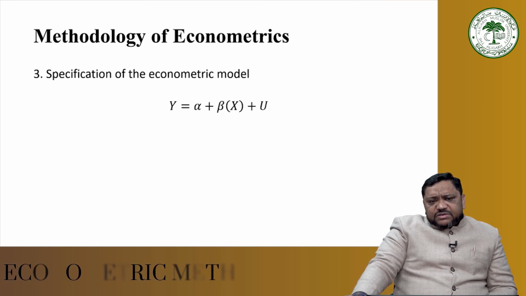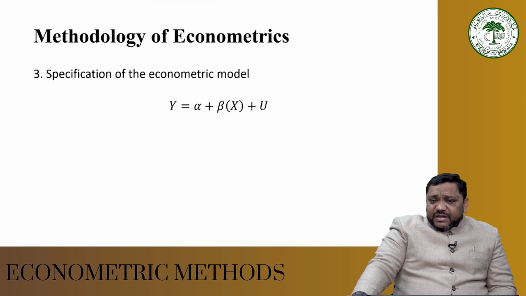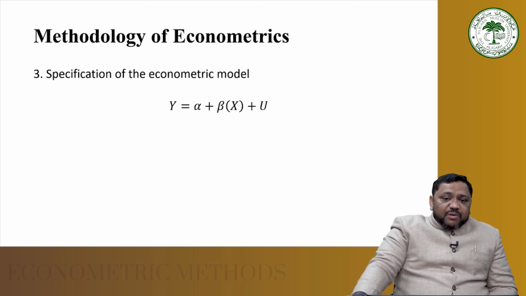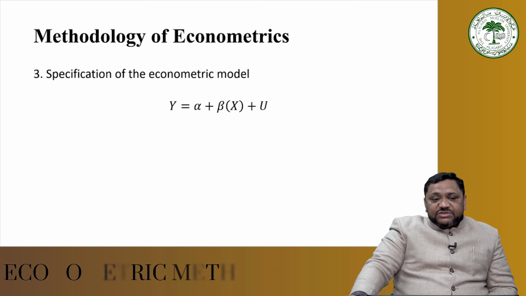The third step is specification of an econometric model of consumption function. Mathematical model is not of considerable interest to an econometrician because mathematical model assumes exact relationship between variables. But in econometrics, it is assumed that the relationship between variables is inexact or stochastic, or you can say random. Hence, econometrics specify the model as y is equal to alpha plus beta x plus u, where u is the error term. U is the random variable with well-defined probabilistic properties.